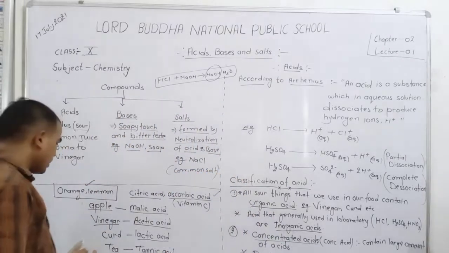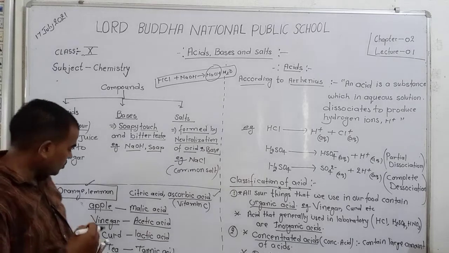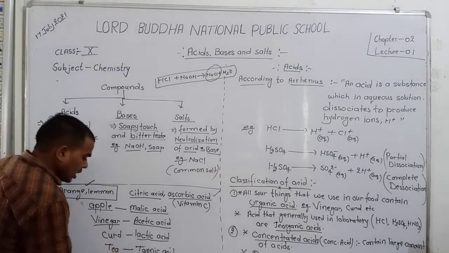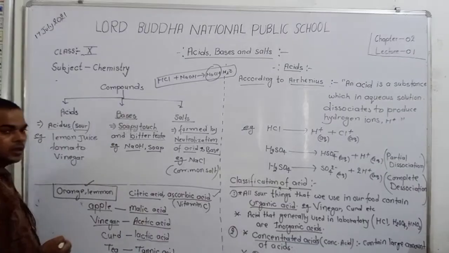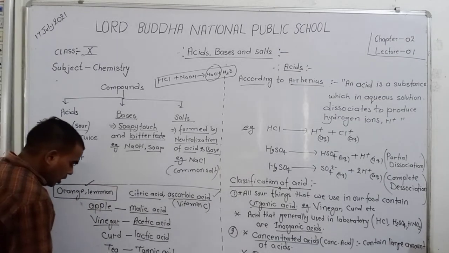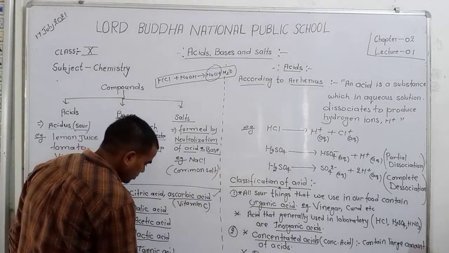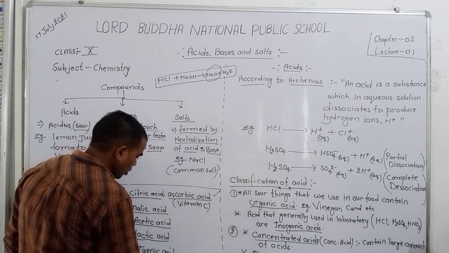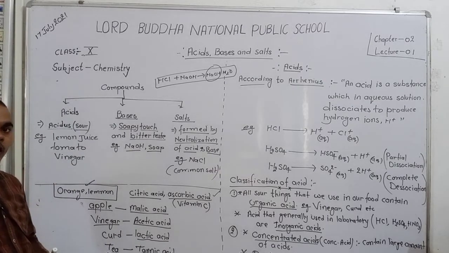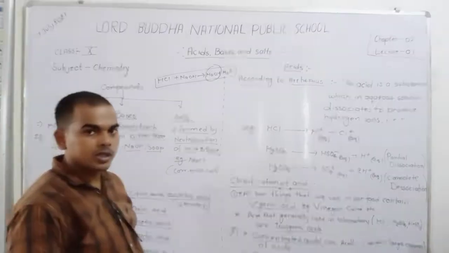Okay, dear student, the tea which you take every day contains tannic acid. Red ant contains formic acid. Due to the presence of formic acid in red ant, the Latin name of red ant is formica.